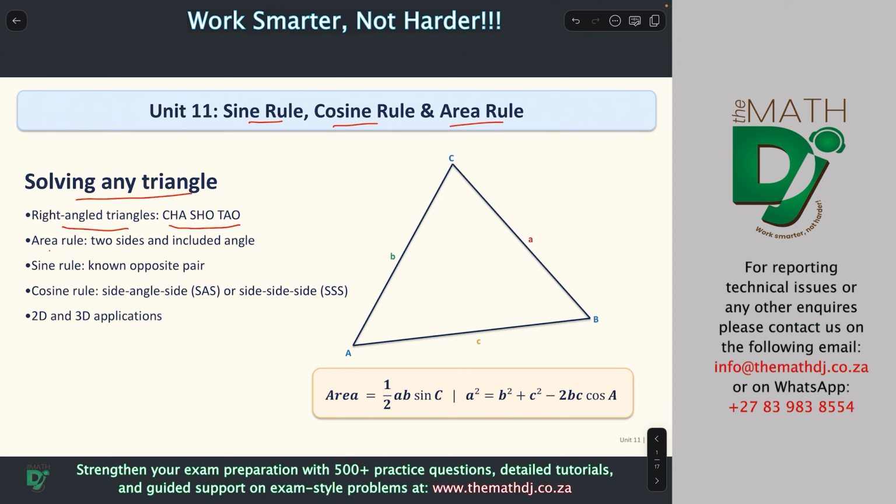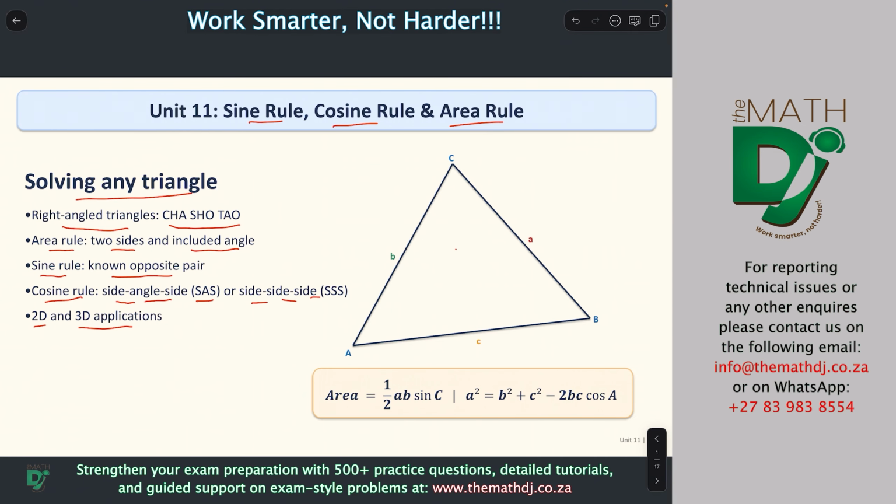We're also going to talk about area rules when you're given two sides and an angle. Then I'm going to talk about the sine rule when you have a non-opposite pair. Then we're going to talk about the cosine rule where you've got side, angle, side, SAS, or side, side, side, which is SSS. Then we're going to look at 2D and 3D applications.